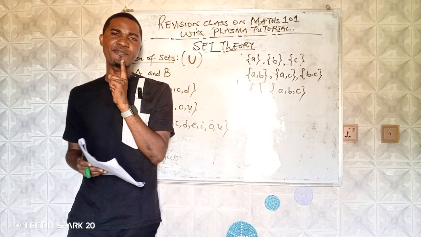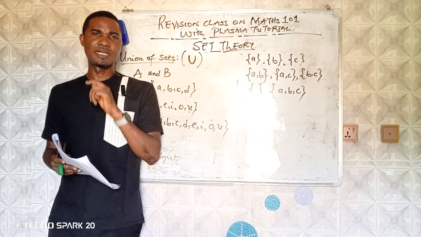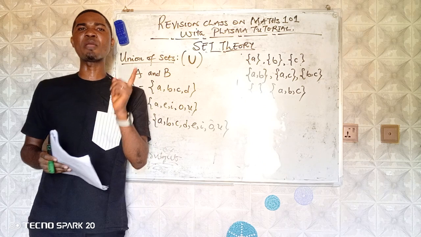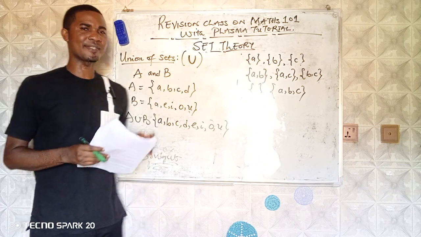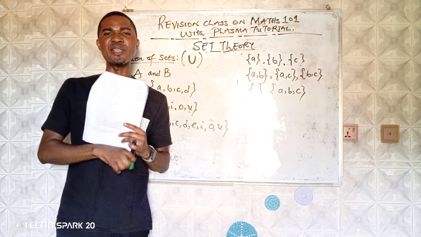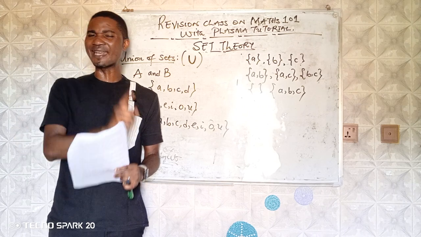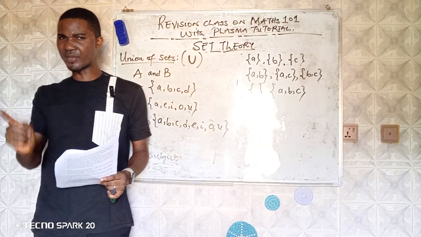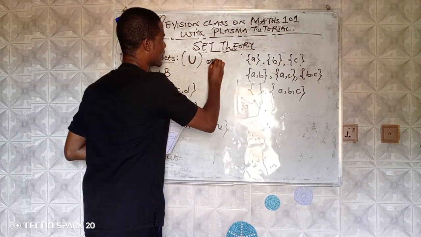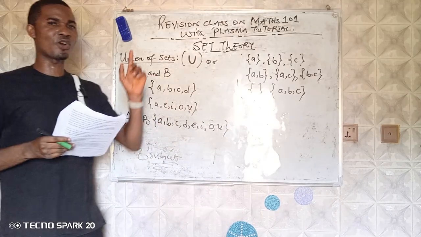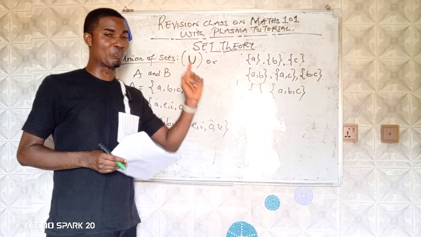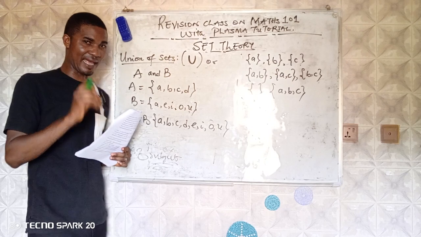So it's like in a Venn diagram, when they ask you how many people eat rice or beans. It is the number of people that eat rice only plus the number of people that eat beans only plus the number of people that eat rice and beans. Remember that union deals with all. So elements that belong to A, or elements that belong to B, or elements that belong to both sets.